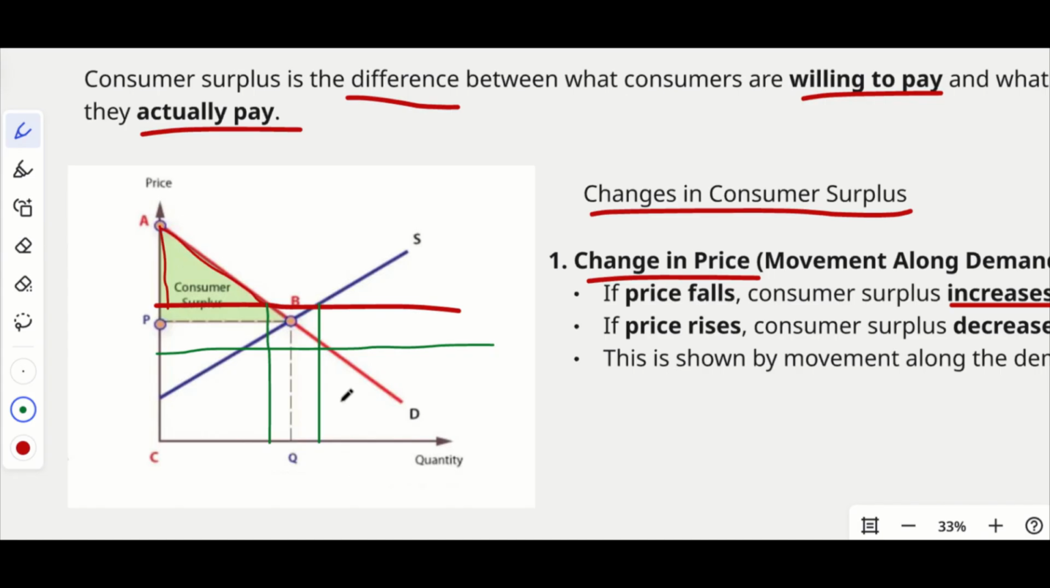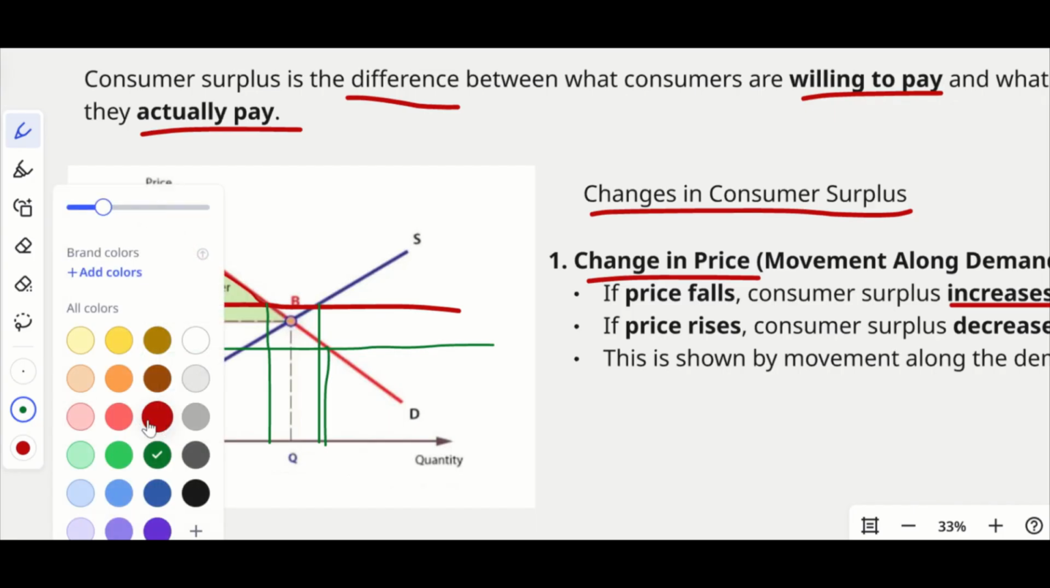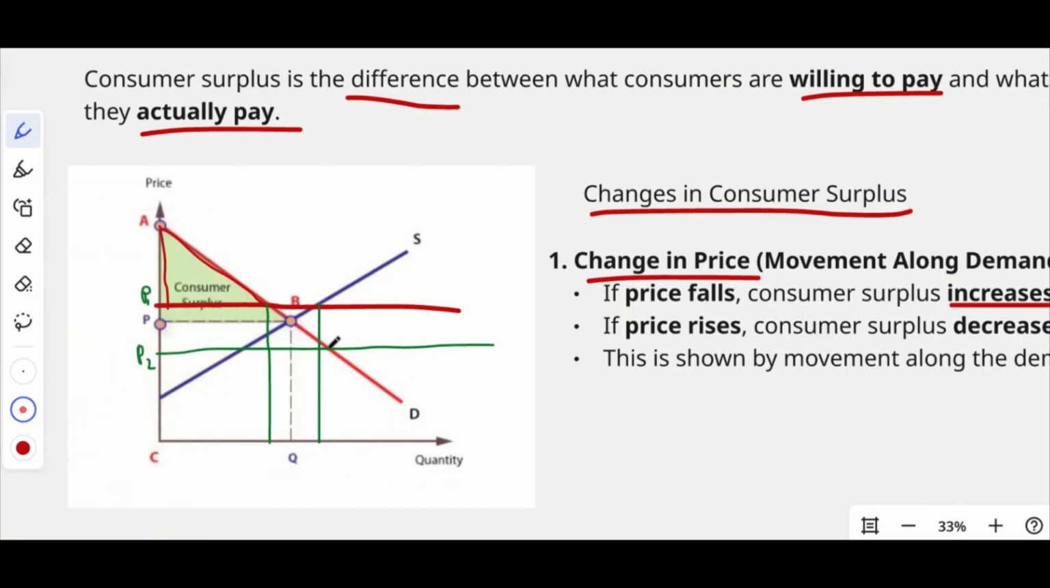Now let's check what will happen when the price is reduced. Let's take this as 1 and this as 8. When the price is reduced below the equilibrium price, people are willing to buy this much. And what is the available quantity at this price? Only this much. So only this much quantity will be sold.